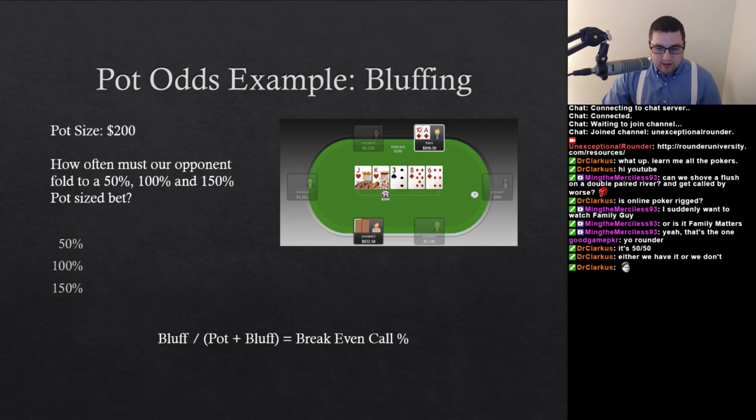So now all you need to do is take some time and determine how often our opponent must fold to a 50%, 100%, and 150% pot size bet. So I'll give you guys a minute or two to populate some answers in the chat, hopefully. So just put the pot size and how often our opponent must fold. Give you guys a second to do that.